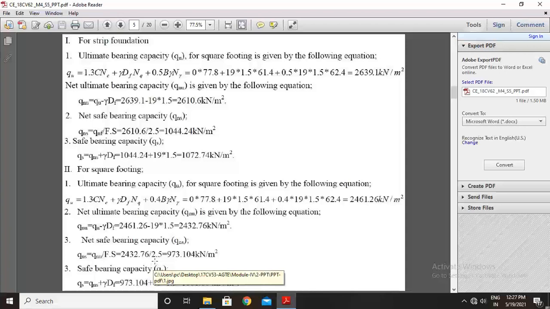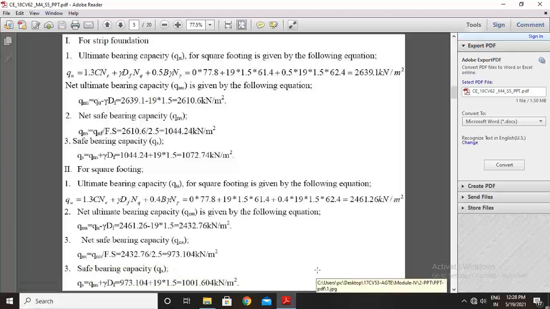QNU, that is 2432.76 divided by factor of safety 2.5. So we are getting 973.10 kilonewton per meter square. This is the net safe bearing capacity. Then calculate the safe bearing capacity, given by the equation QS equal to QNS plus gamma into df, that is net safe bearing capacity plus overburden pressure.